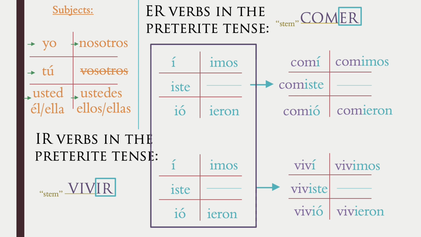Comí, comiste, comió, comimos, comieron en el pretérito. Viví, viviste, vivió, vivimos, vivieron en el pretérito.